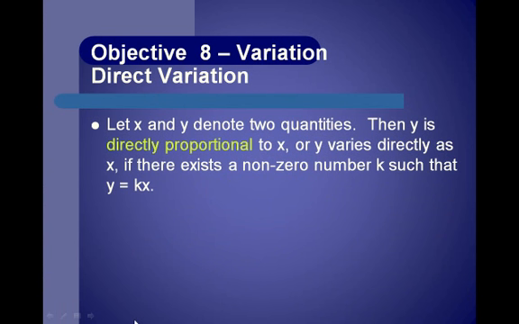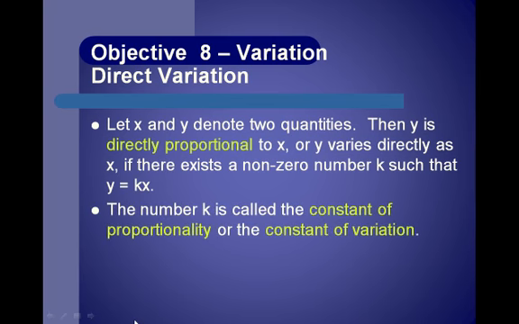Objective 8 is variation. We're going to do direct variation now, and we will hit inverse variation later. Let x and y denote two quantities. Then y is directly proportional to x, or we could say that y varies directly as x, if there exists a non-zero number k such that y is equal to k times x. The number k is called the constant of proportionality, or the constant of variation.